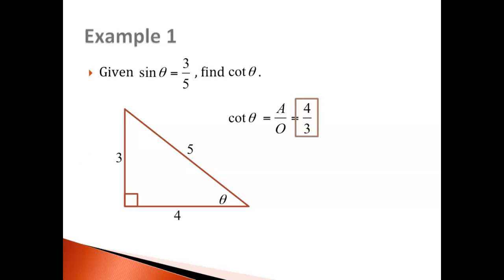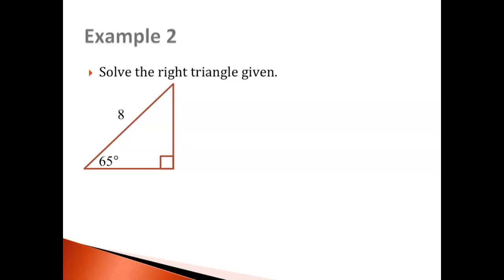Okay, example 2. Solve the right triangle given. So if you recall, anytime you're asked to solve a triangle, that means you are trying to find the measure of all the missing sides and all the missing angles. So in this problem, we notice that there's one angle measure we still need and 2 sides that we still need to find. We can start by saying, okay, I need to find this angle here, this side here, and this side here. We'll just label everything.